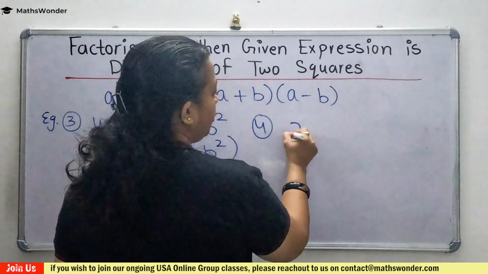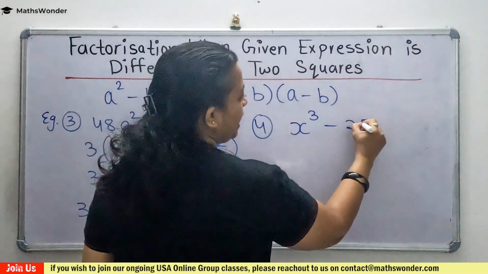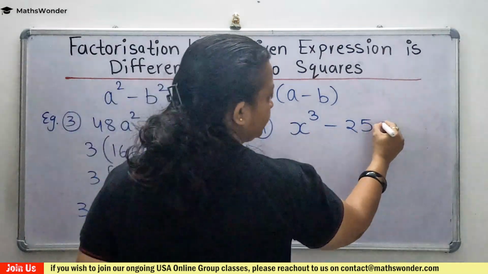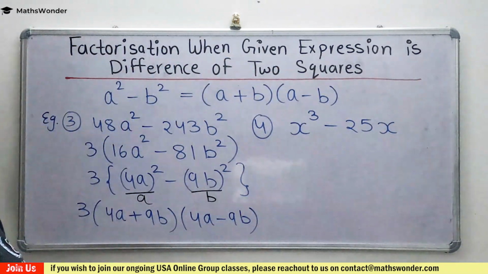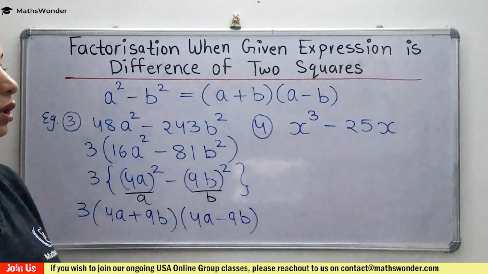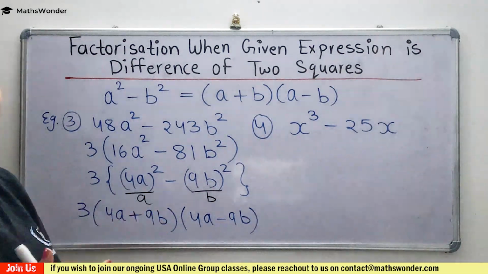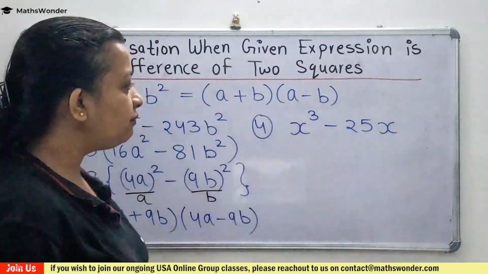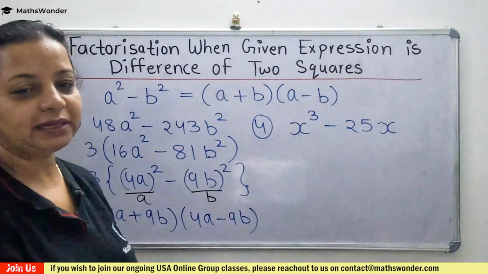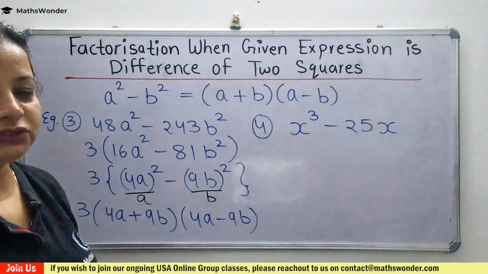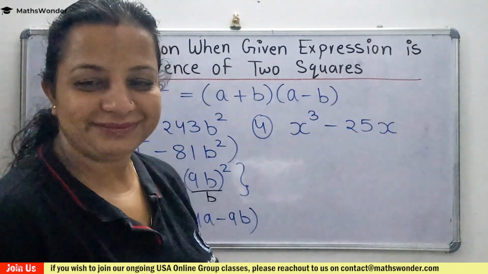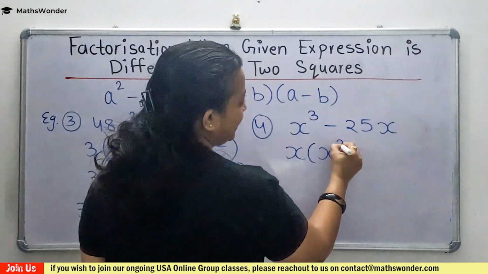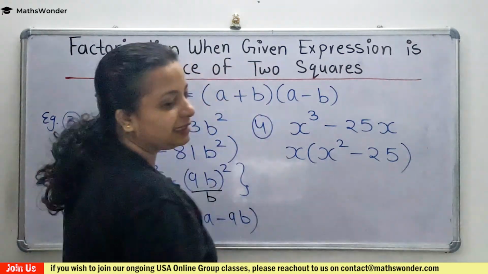Now, the same type of question: x cube minus 25x. Now check. They have given a perfect square, 25 is the square of 5, you know it, right? But is x a square? No, single x is not a square. Then what to do? Think about it. You take out the common number, yes. So x times (x square minus 25), right?